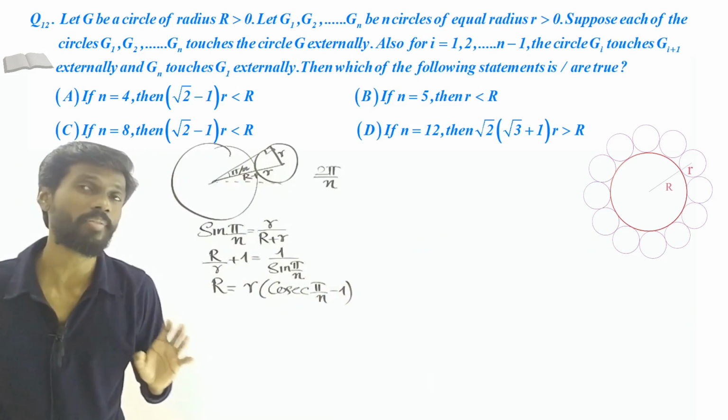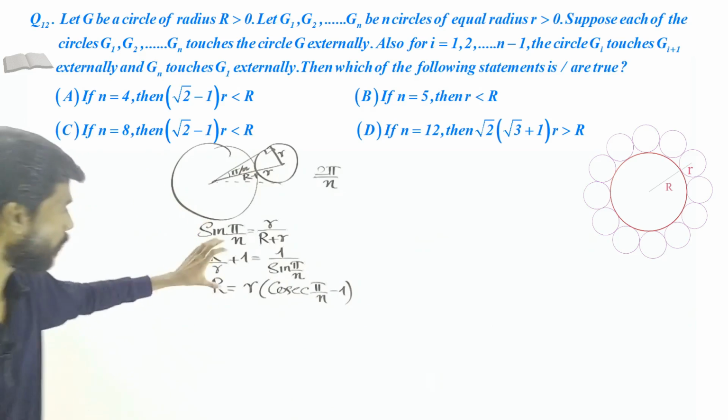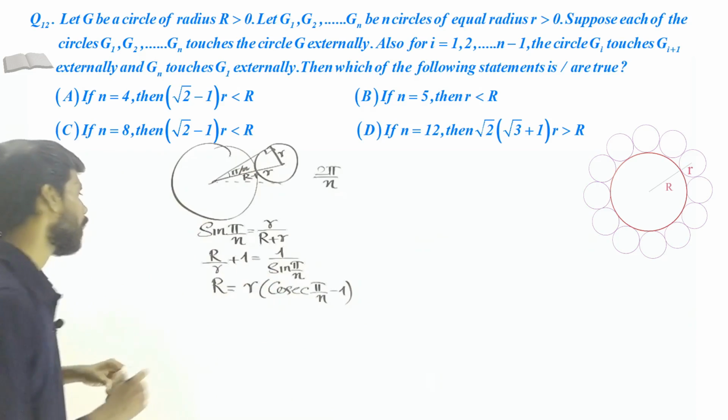That's all. Now for different values of n, you have to substitute the value of n, say 4, 5, 8, 12. For different values of n, what is the relation? So that's what we have to find. Now let us do it one by one.